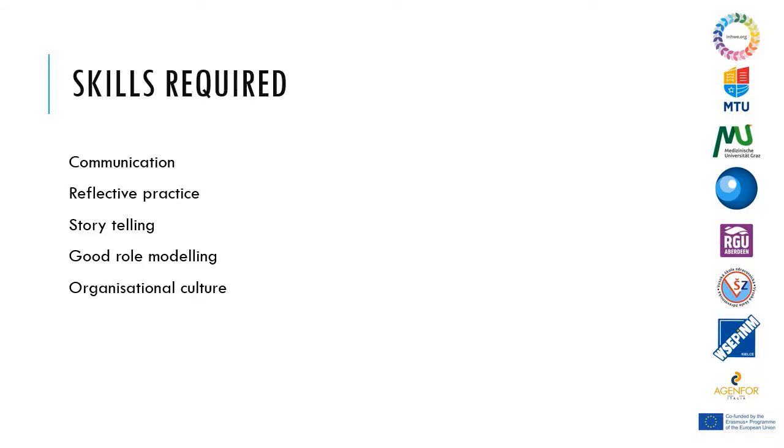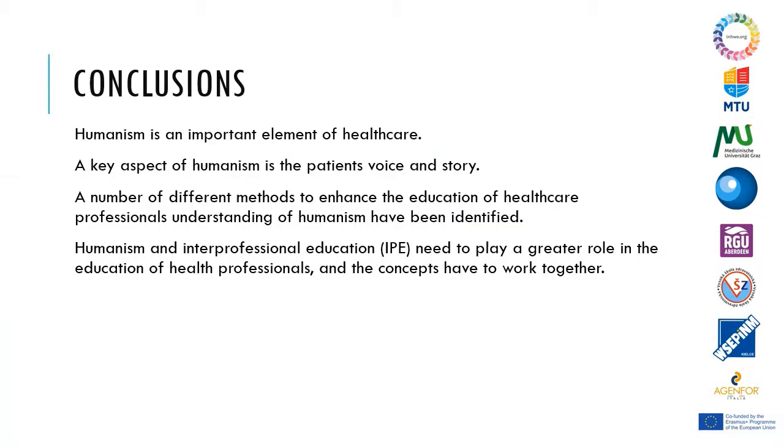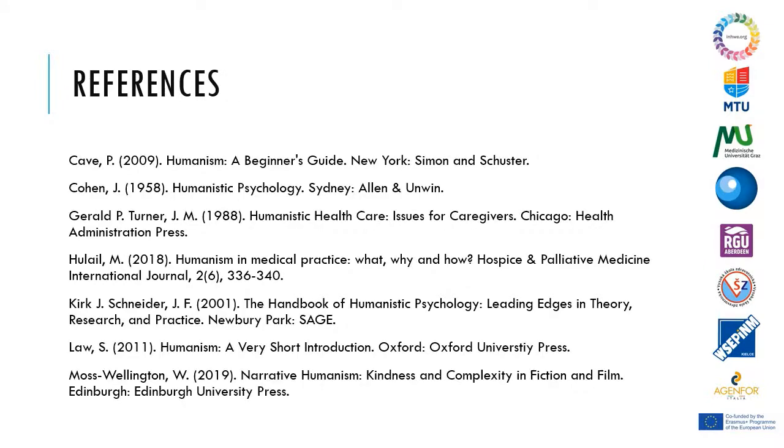There are multiple personal and professional skills required for humanism, but key competencies include communication, reflective practice, and role modeling. You can evaluate humanism in yourself and the organization using these 3 tools. Now to wrap up, it is important to remember that humanism is an essential element of healthcare. A key aspect of humanism is the patient's voice and story, and humanism and interprofessional education need to play a greater role in the education of health professionals. Thank you for listening, and we hope you enjoyed the module.